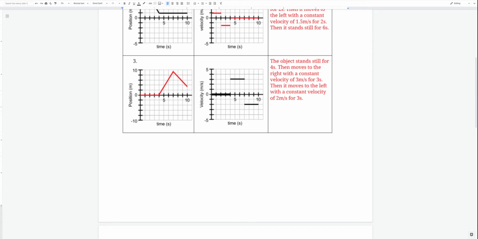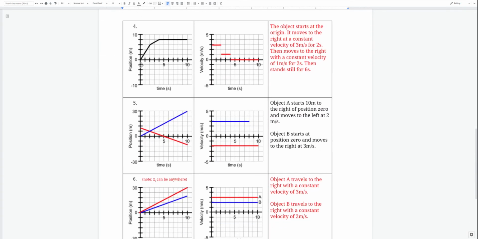Our written description for this one, again, notice we do not know the starting location because it's just a velocity time graph. So the object stands still for 4 seconds. Then it moves right with a constant velocity of 3 meters per second for 3 seconds. Then it moves left with a constant velocity of 2 meters per second for 3 seconds.